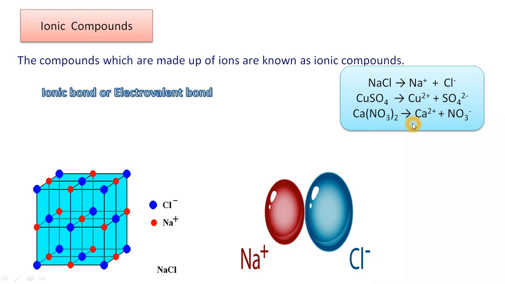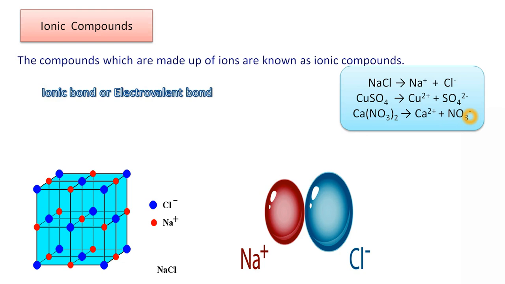Calcium nitrate, you have 2 positive calcium ions and, sorry, NO3 here is 2 negative. So 2 units of positive charge and 2 units of negative charge. So the overall charge of an ionic compound is 0.